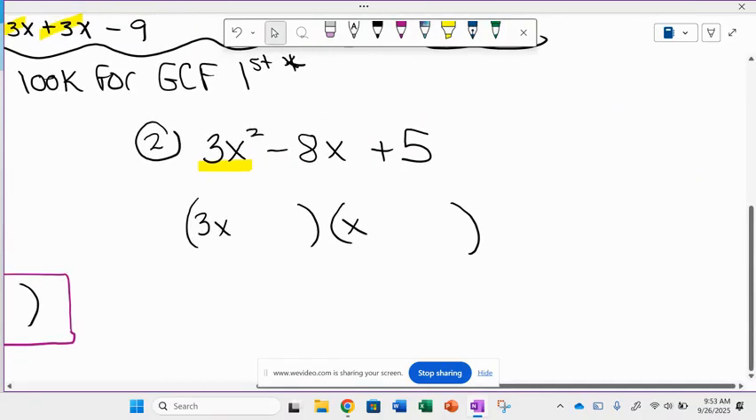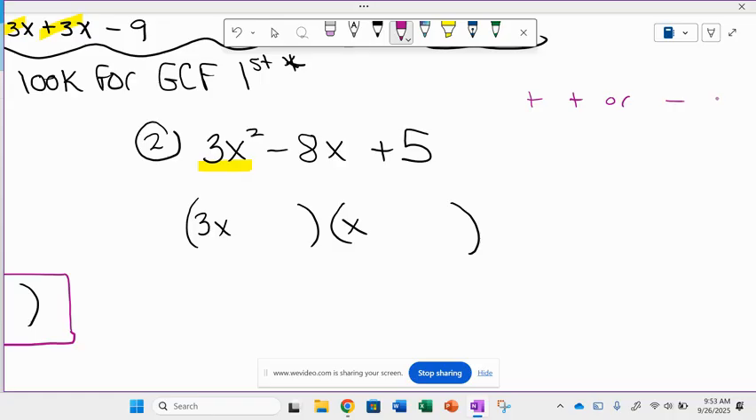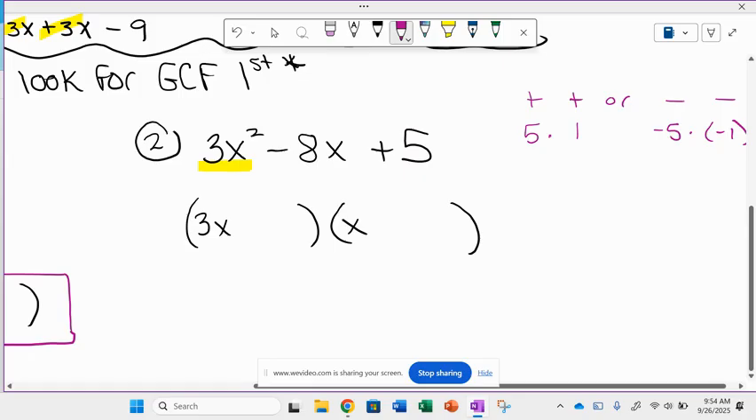Now we're still looking at that last number, and I'm going to look at factors of a positive 5. Factors of a positive 5 are either both positive or both negative. Do we agree? All right, so let's not worry about both positive or both negative right now. The only factors of positive 5 are positive 5 and positive 1, or negative 5 and negative 1. Do we agree? There's no other factors. So this is where the guess and check comes in. Now we have to put either positive 5 and positive 1 inside the parentheses, or negative 1 and negative 5.